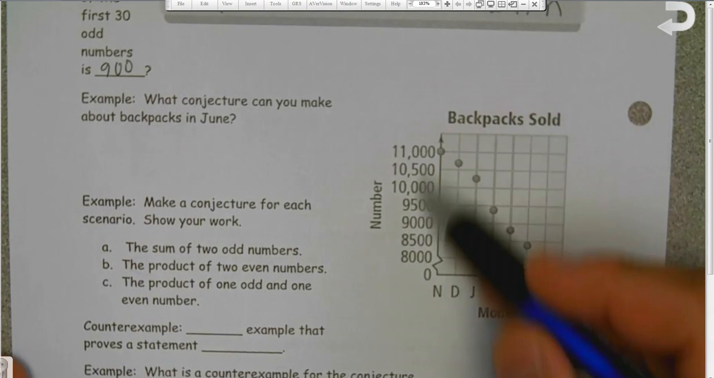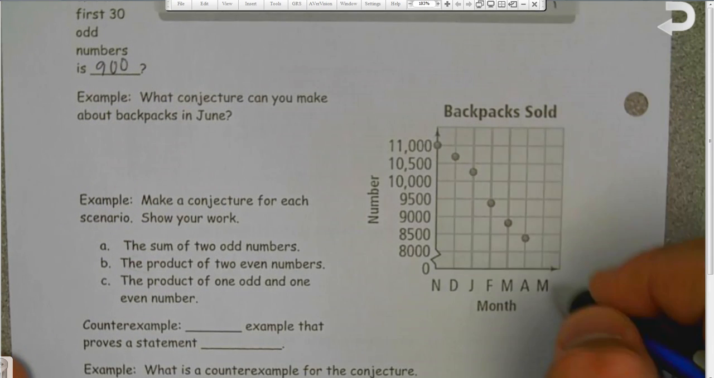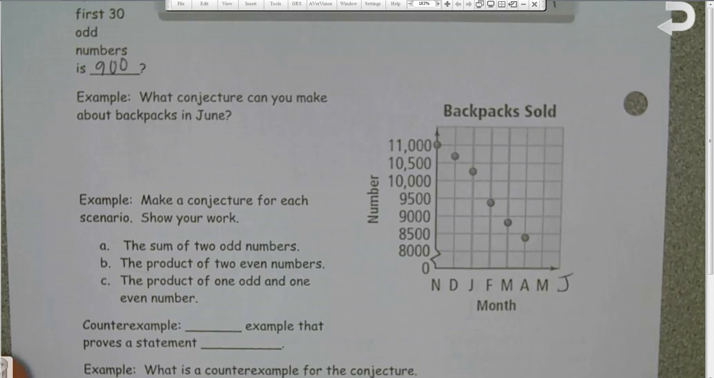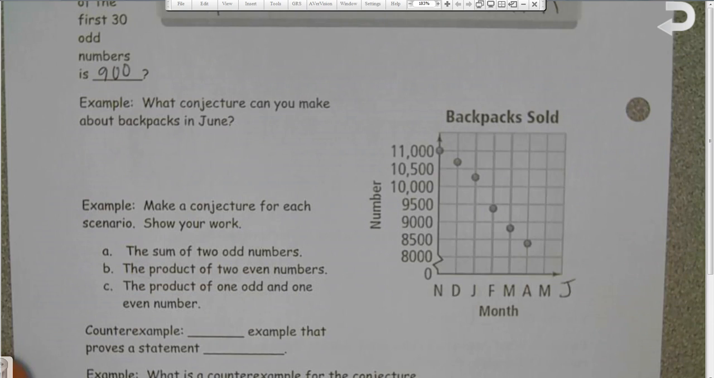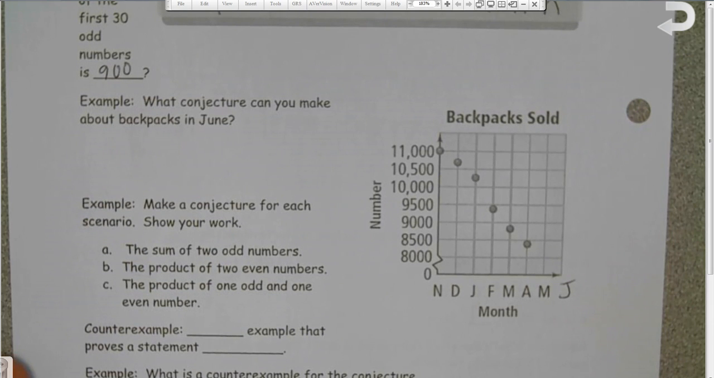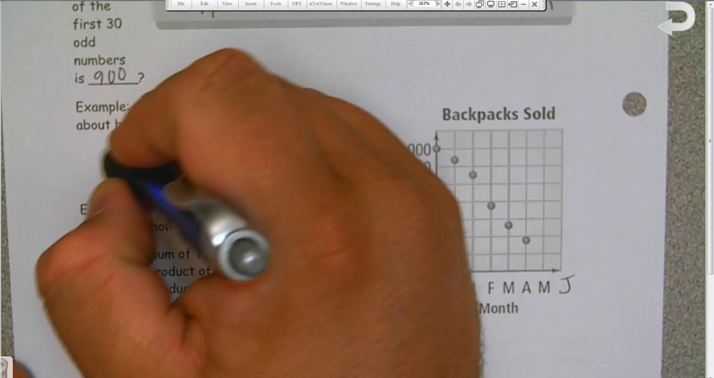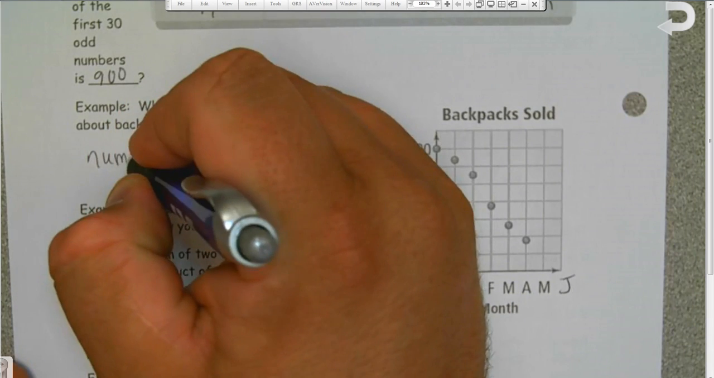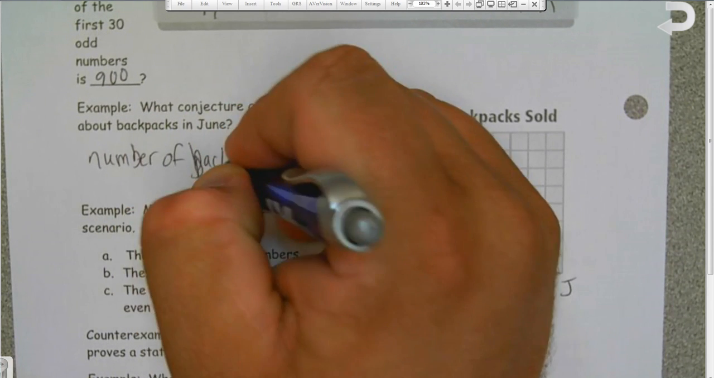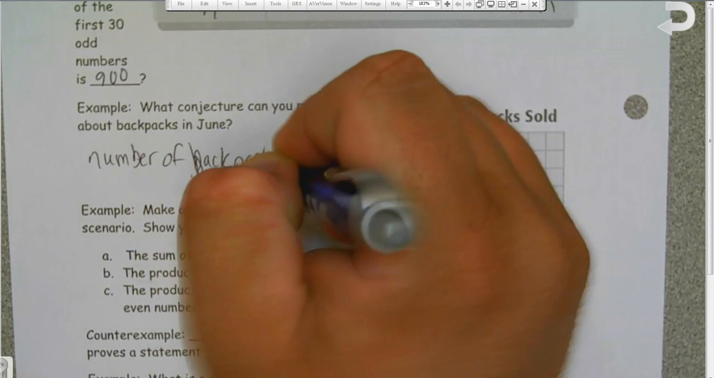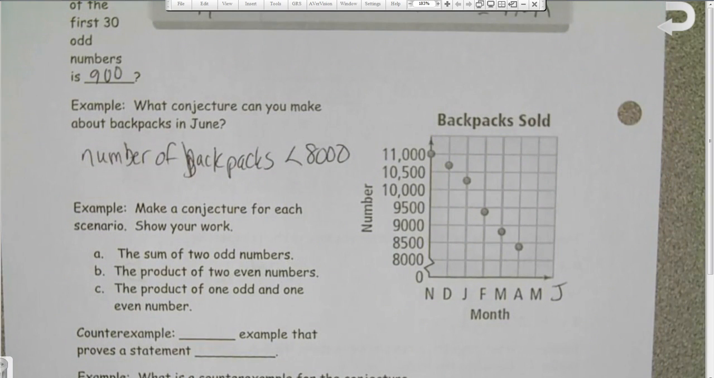Looking at this right here, what is a good guess for the number of backpacks that are going to be sold in June? Is it going to be more or less than 8,000? Looking at the graph, you would say that the number of backpacks sold will be less than 8,000. So again, it's just looking at a pattern.